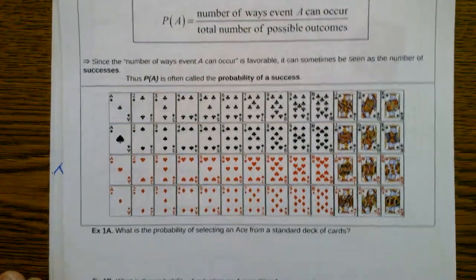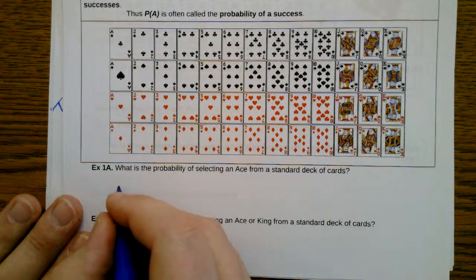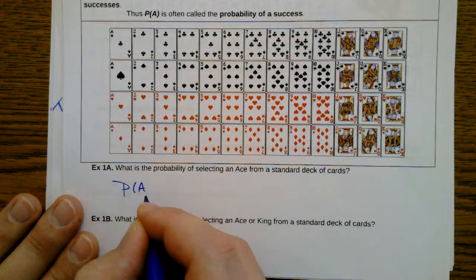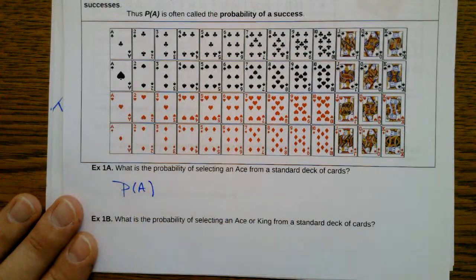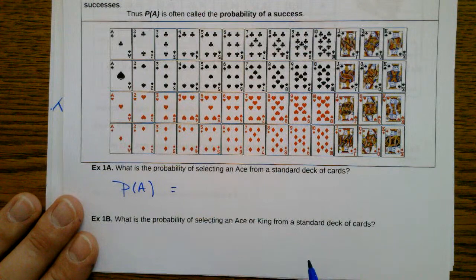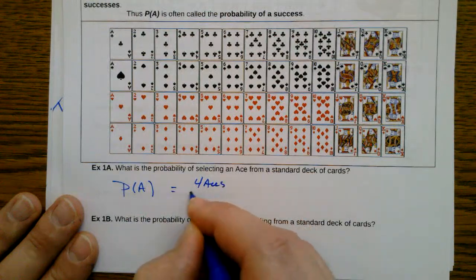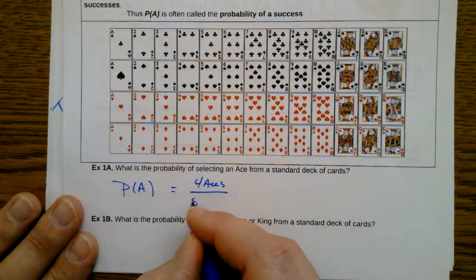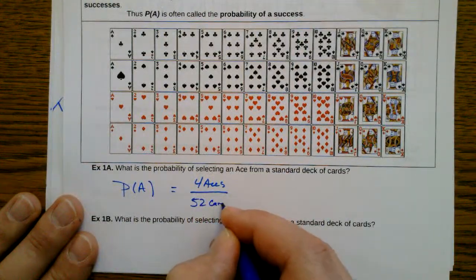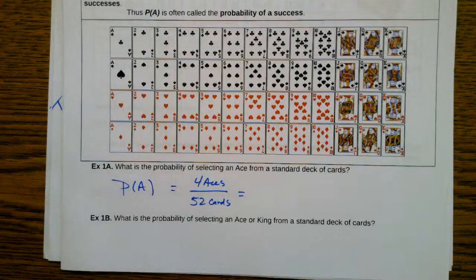All right. Example number 1A says, what's the probability of selecting an ace from a standard deck of cards? If I'm doing the probability of an ace, you can write ace or just an A, that's fine either way. All we have to do is count how many total aces we have, and as you see, we have 4 aces. We're going to divide by how many total cards there are in our deck, and we should know there's 52 cards in a deck. So we take 4 divided by 52. You can throw that in your calculator.